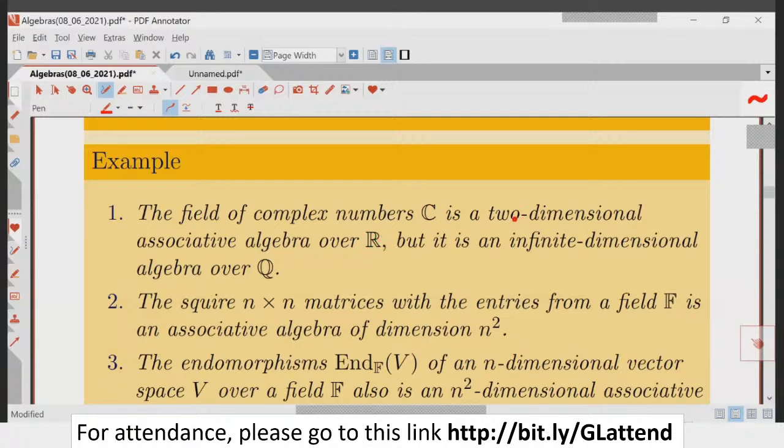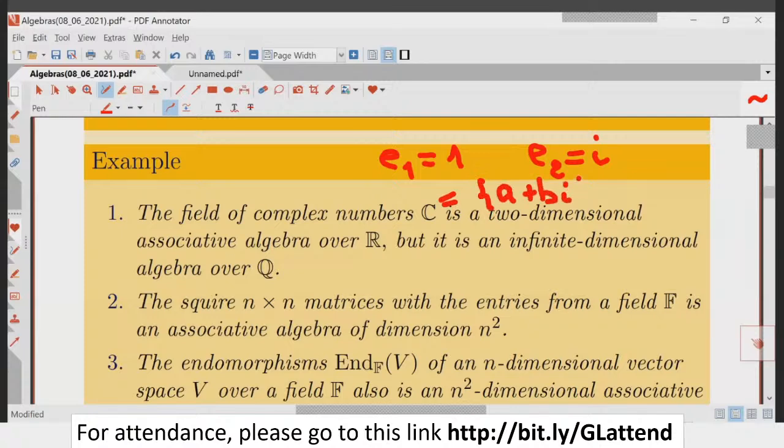Two-dimensional algebra. Over Q, C is an infinite dimensional algebra. Over R it is two-dimensional, because as a vector space it has two linearly independent vectors, and the complex numbers are spanned by those two vectors. One vector is 1, another vector is i. Any complex number, if you remember, is written as a plus bi.